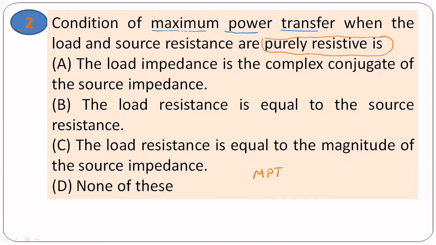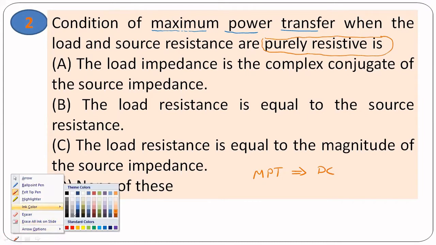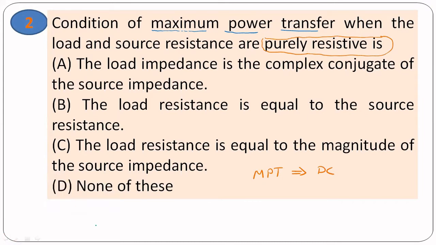MPT. Okay, this concept is applicable to DC circuits as per the problem definition. For a DC circuit, the concept says that the load resistance should be equal to the source resistance. That is, MPT applicable for this circuit says that RS is equal to RL. Okay, so the answer for this question is option B.